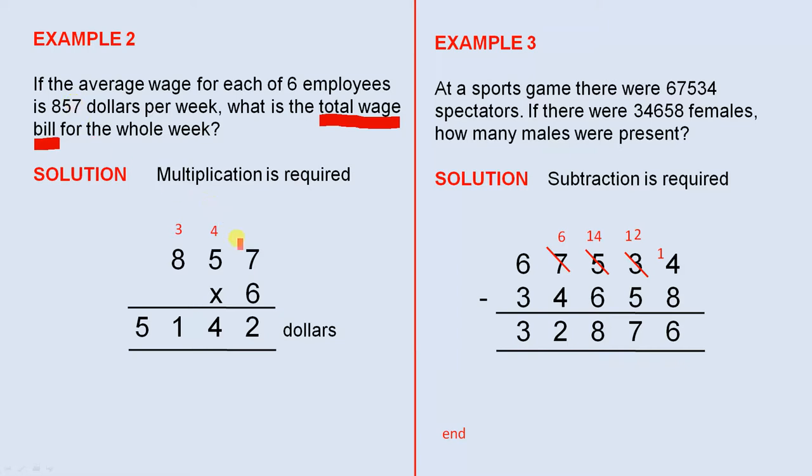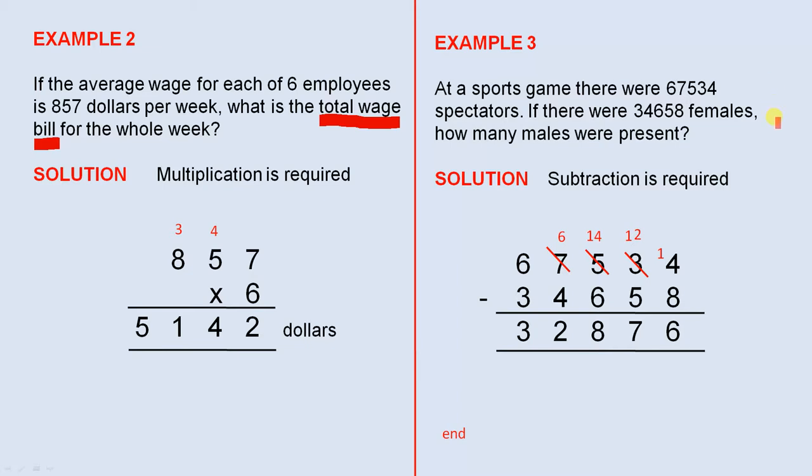However, the short way is if you do multiplication. So if you had 857 6 times, that's the same as going 857 times 6. So multiplication is the most efficient operation to use. So 6 sevens are 42, there's your 2 and there's your 4. 6 fives are 30, plus 4 is 34, and 6 eights are 48, and 3 is 51, so it's $5,142.